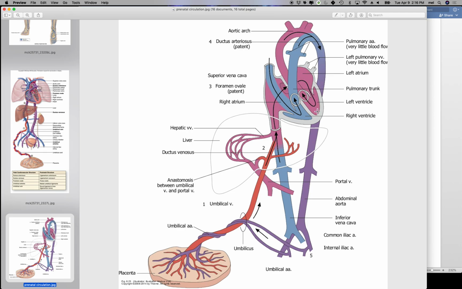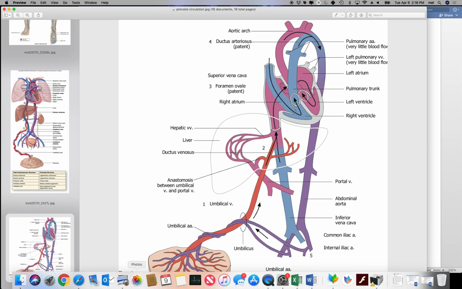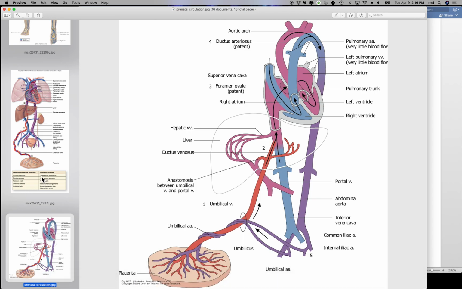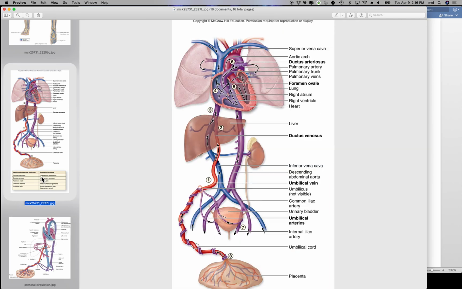aorta, right? And then I'm going to deliver it all the way down to, what's the next branch? Common iliac, and then internal iliac artery, right? And then the internal iliac arteries will give rise to these guys. Umbilical artery, which will deliver blood back to where? Placenta.